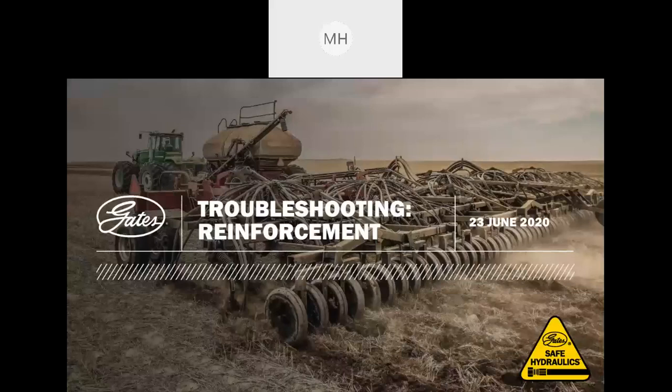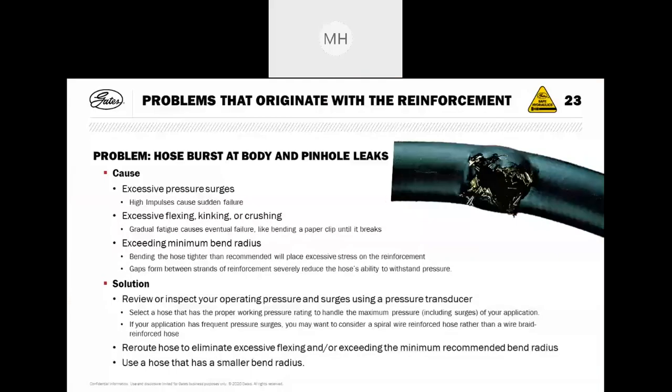All right, let's have a look at some reinforcement troubleshooting. All right, so here we have a hose burst at the body or some pinhole leaks. So it causes excessive pressure surges, high impulse causes sudden failure, excessive flexing or kinking or crushing, so gradual fatigue causes eventual failure, like bending a paper clip until it breaks as an example of that. Exceeding minimum bend radius, so it's bending the hose tighter than recommended, and that's going to place excessive stress on the reinforcement. Gaps form between strands of a reinforcement, severely reducing the hose's ability to withstand pressure.